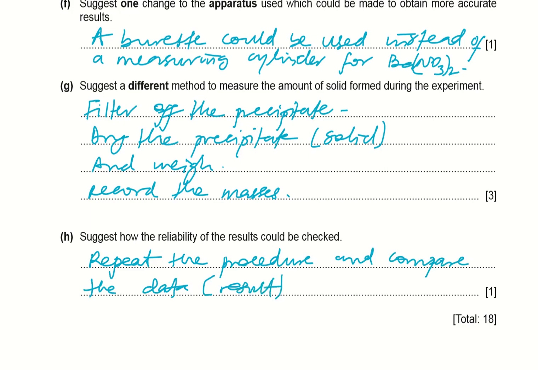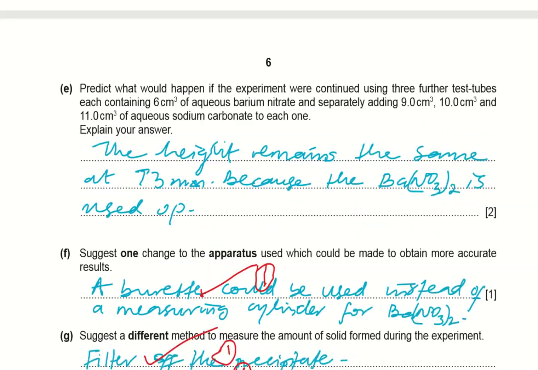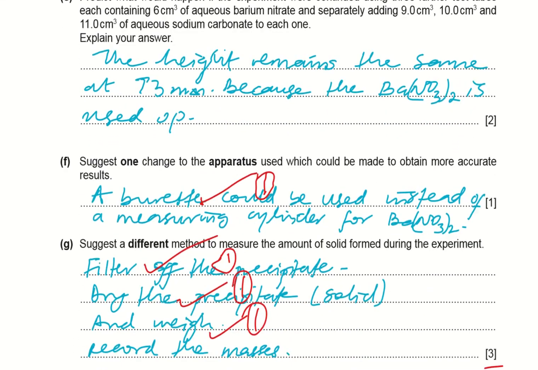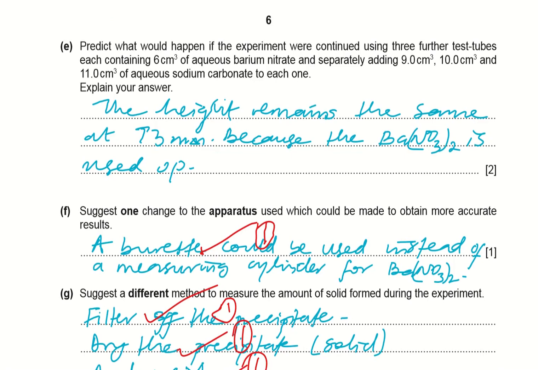Fantastic. So when you do that, you score your 1 mark for this. And for the 3 marks, filtering, drying the sample, and of course finding the mass, you get your 3 marks correctly. And of course here you have using the burette. For this particular question, I'm just going through the mark distribution because it's very important. The height remains the same. You are expected to predict and explain. So you have predicted 1 mark, and of course the reason you gave 1 mark.